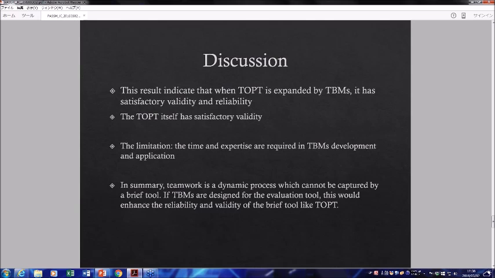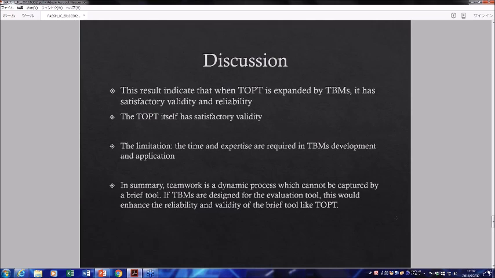And there are positive or negative correlations between the TPOT overall rating and these two measures. That is the reason they said the TPOT itself has satisfactory validity.